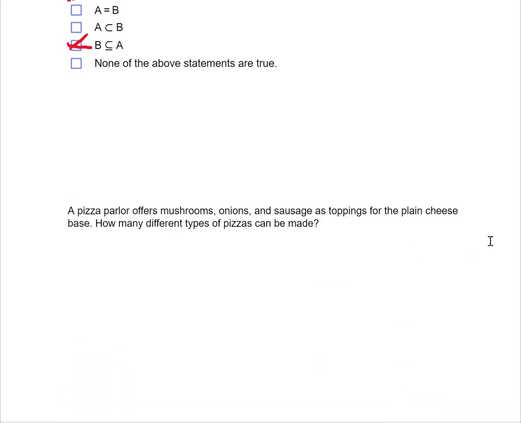And then finally, and this is where we come into the number of subsets. And the formula, remember, that we used here was 2 raised to the n power, where n was the number of elements in the set. And it says the pizza parlor offers mushrooms, onions, and sausage as toppings for the basic cheese-based pizza. How many different types of pizzas can be made?